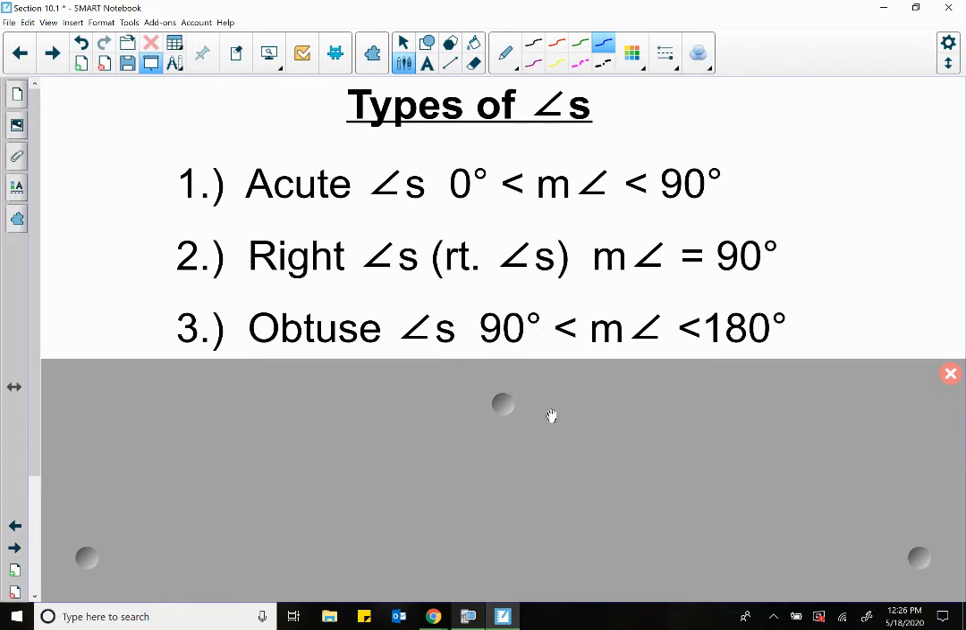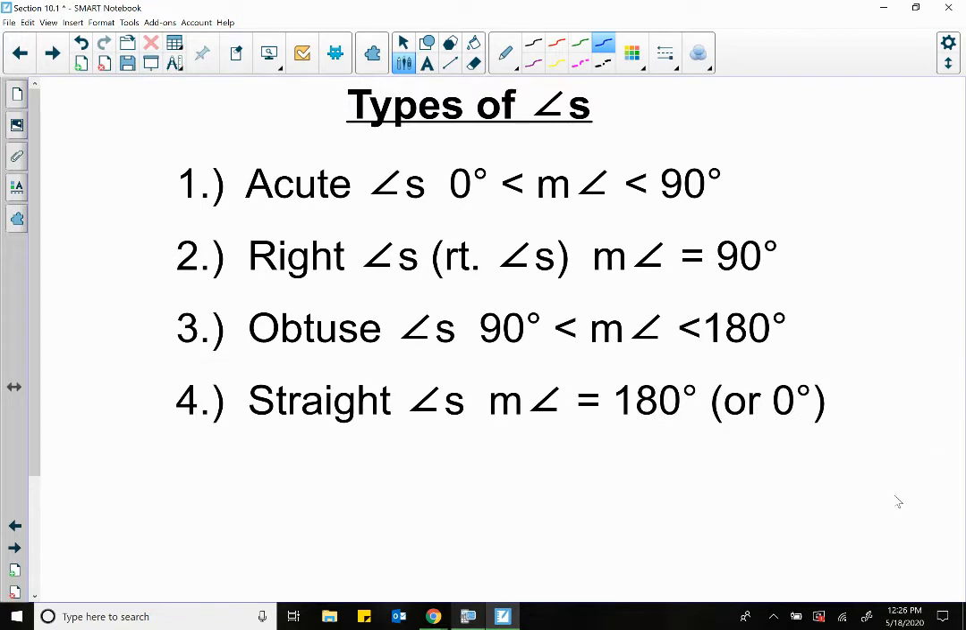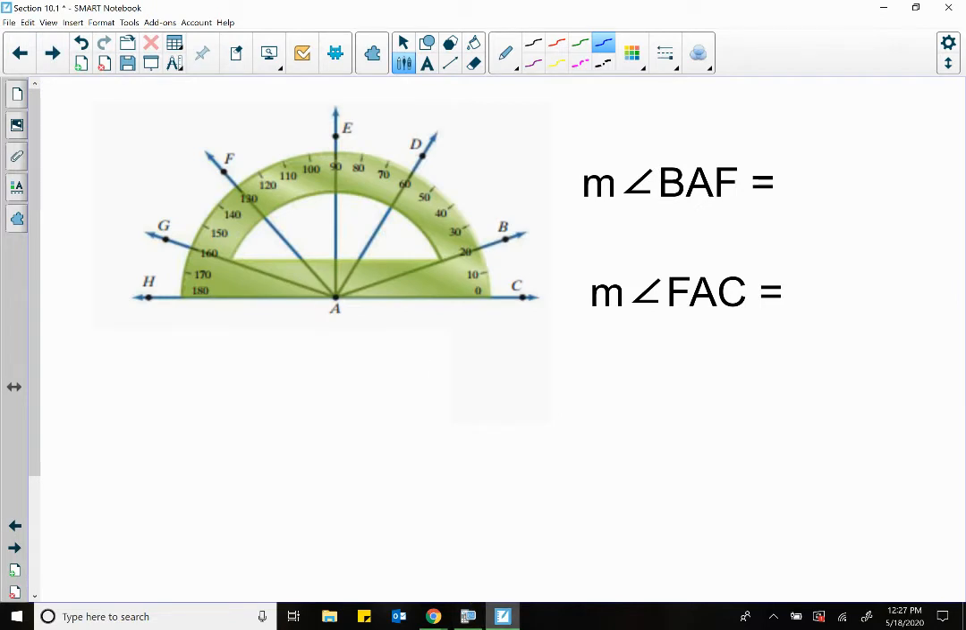So what if I have an angle that measures 180 degrees? That's the 4th one, and we call that straight. Or angles that measure 0 degrees are also called straight angles. Okay? Most of the time, though, we don't call them 0 degrees. We call them 180. All right? So any straight angles measure 180 degrees, period. All right, so what you're going to see in your assignment, just some general questions, they're going to give you a protractor, okay?